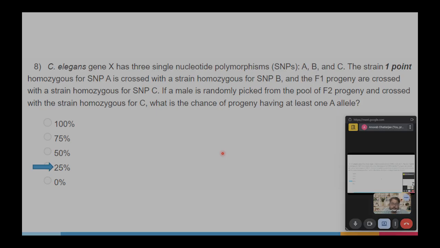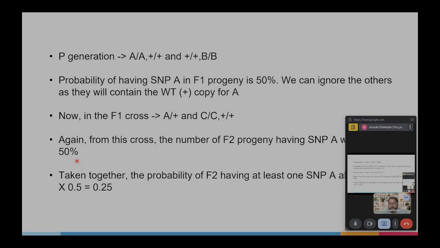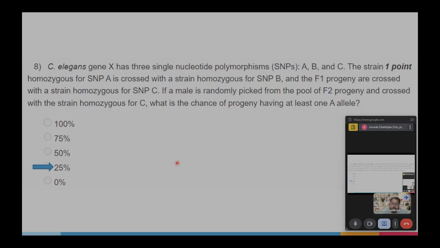Now you have to make sure that this is going to be heterozygous allele A. At least one allele A means that it could also be het for allele A, and that is why you have 25%. If it was homozygous for allele A, that would be even less.